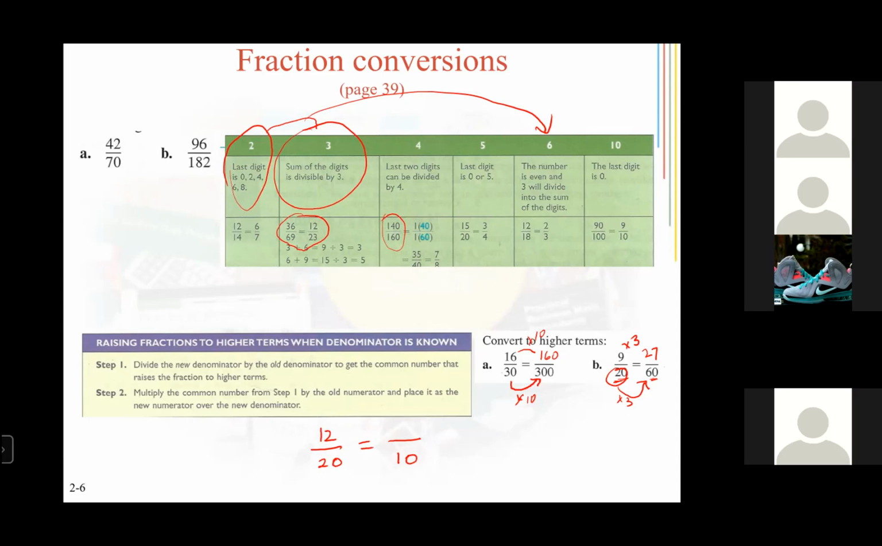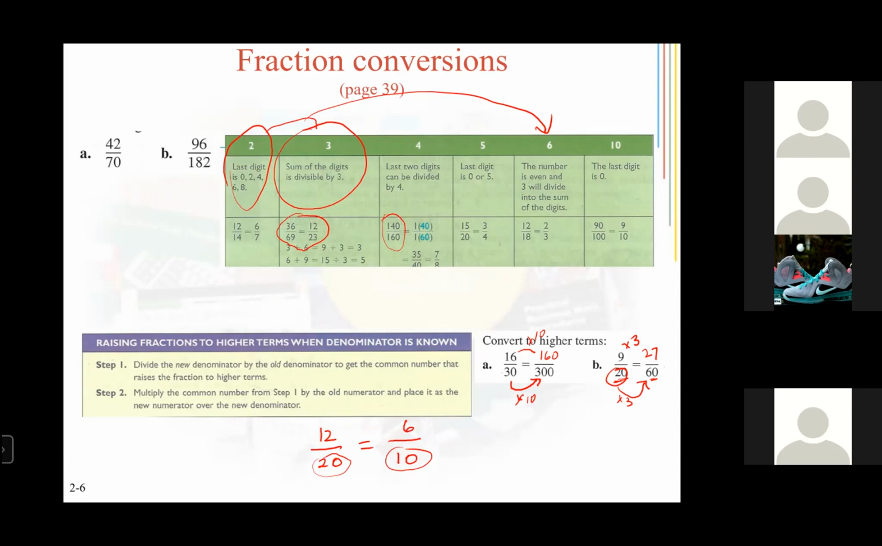We're going from 20 to 10. What are we doing here? A half. So you're going to have to do the same thing with the numerator. So what should the numerator be? 6. Okay. So you look for the pattern between the two denominators, and you use that same pattern for the numerators.